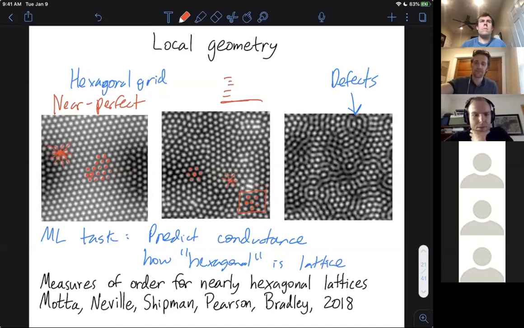Yeah. Gotcha. So just using this example, the near perfect one would have a very standard, nice looking barcode, whereas for the defected one, the barcode would be more chaotic, I guess.